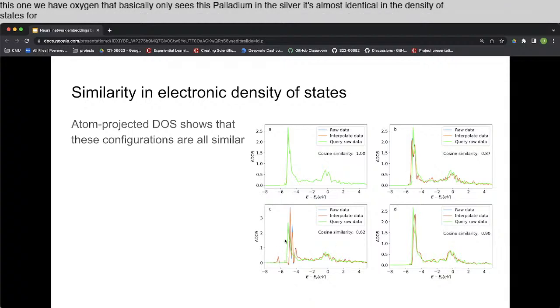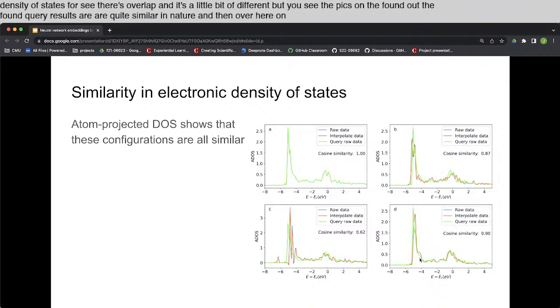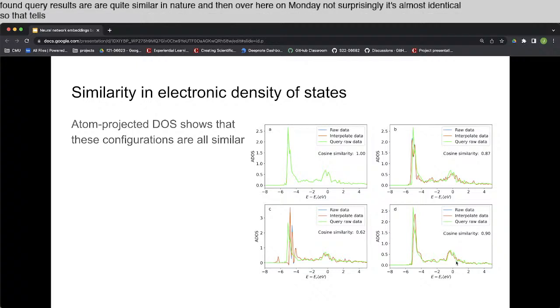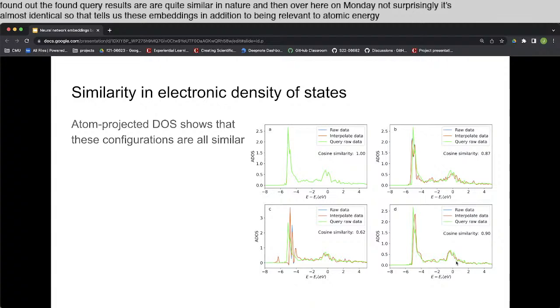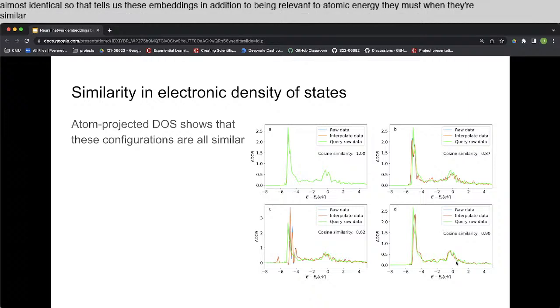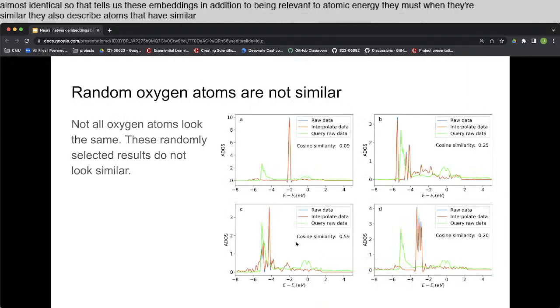For C, there's overlap, and it's a little bit different, but you see the peaks on the found query results are quite similar in nature. And then over here on D, not surprisingly, it's almost identical. So that tells us these embeddings, in addition to being relevant to atomic energy, when they're similar, also describe atoms that have similar electronic structures.